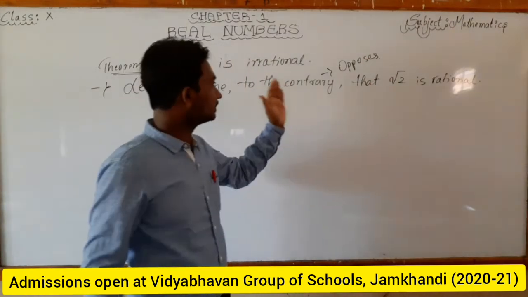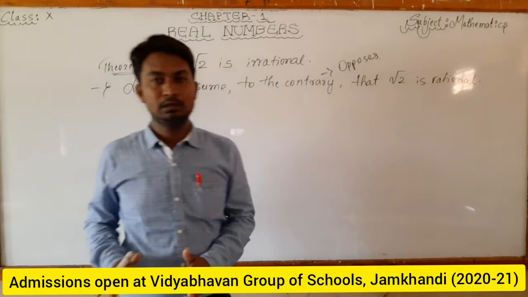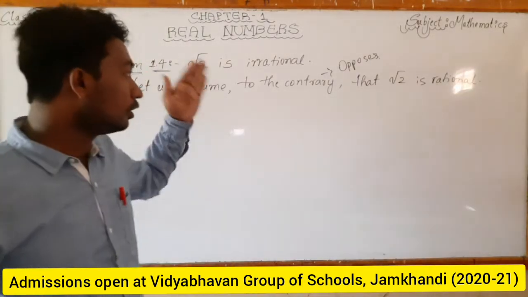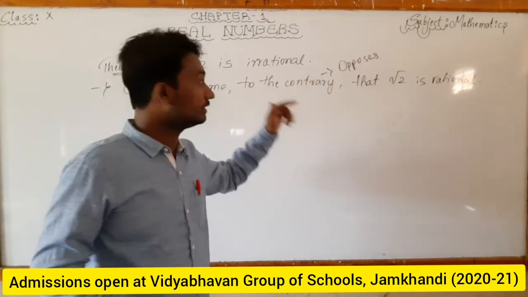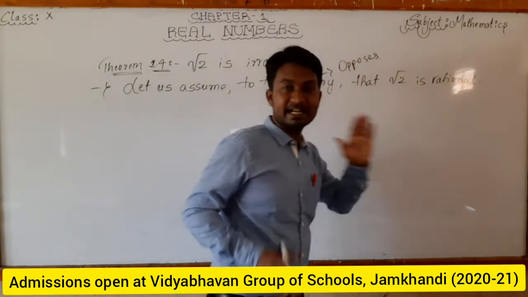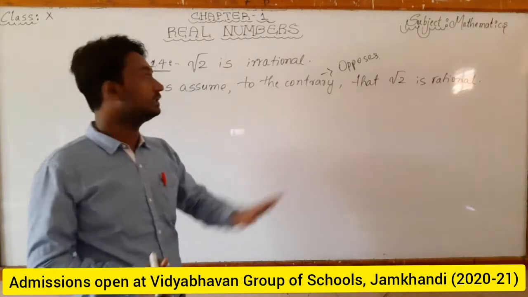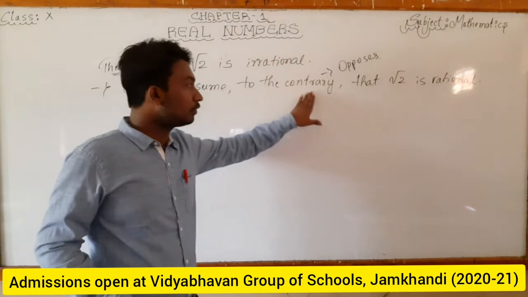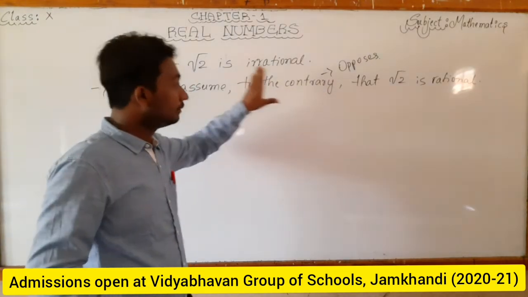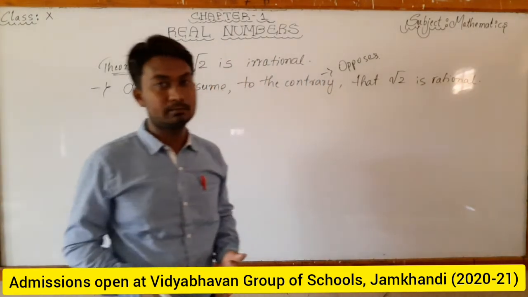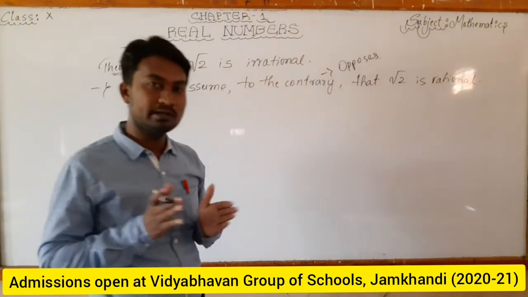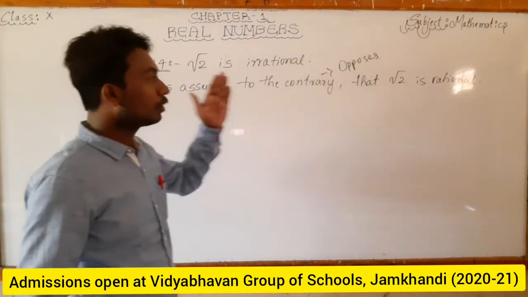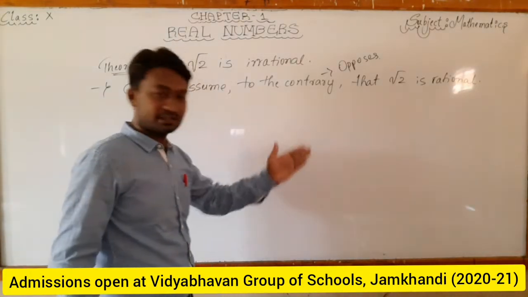This statement means that root 2 is rational, but actually root 2 is irrational. Let us assume to the contrary, that is, the opposite: that root 2 is rational. Actually root 2 is not rational, it is irrational, but we are just assuming that root 2 is a rational number.